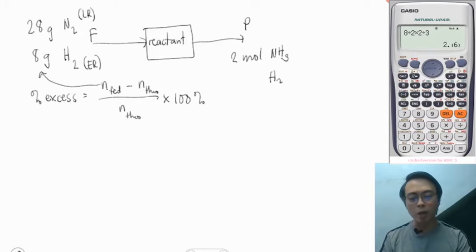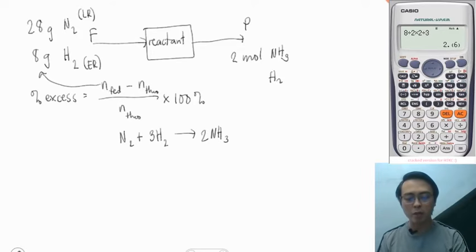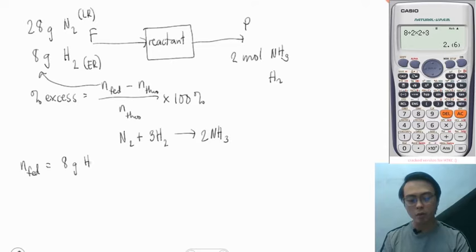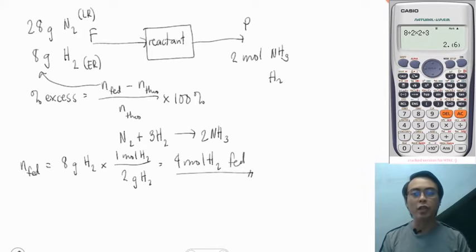To recap, our chemical equation is nitrogen plus 3 hydrogen yields 2 ammonia. So let's first determine our N fed. For our number of moles of hydrogen fed, you simply convert 8 grams of hydrogen to moles by dividing it with its molecular weight. Our answer is 4 moles hydrogen fed. Okay, we're done with that. Next, we determine how much hydrogen was needed theoretically. So we solve for N theo.